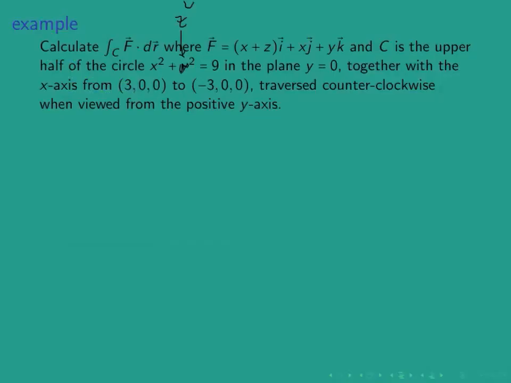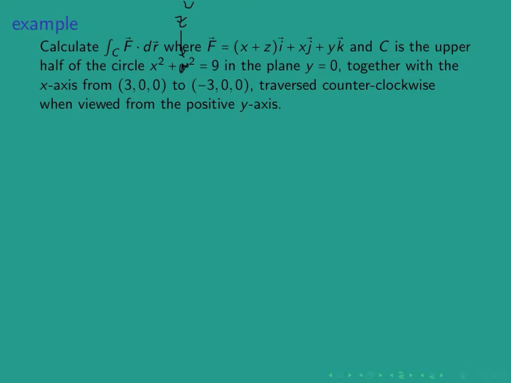And then I need this to be a closed path, and so I'm going to close this off along the x-axis from 3, 0, 0 to minus 3, 0, 0. And I'm going to go around this path counterclockwise when I'm looking at the path from the positive y-axis.